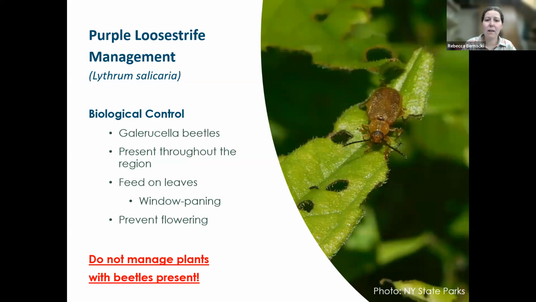And what happens is that the plant is damaged and it needs to use its resources to regrow and heal that leaf material, and that prevents it from going to flower. So if you see these patterns of shotgun splatter or window paning on your purple loosestrife plants, we recommend not managing them. If those plants do go to flower, we recommend cutting off the flower spike. However, we want to leave those plants there so these beetles can grow, build their population, and move to adjacent populations.